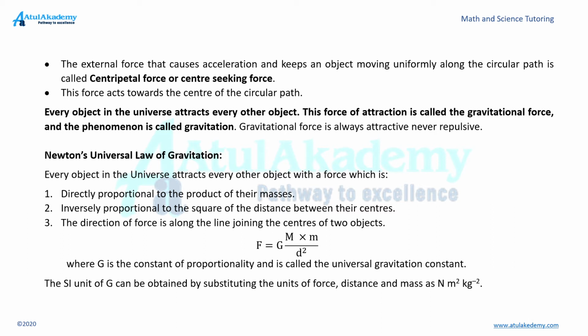Now, every object in the universe attracts every other object with a force which is directly proportional to the product of their masses, inversely proportional to the square of distance between their centers, and the direction of the force is along the line joining the centers of the objects. G is called the constant of proportionality and called universal gravitational constant. And the SI unit of G is Newton meter square per kg square.